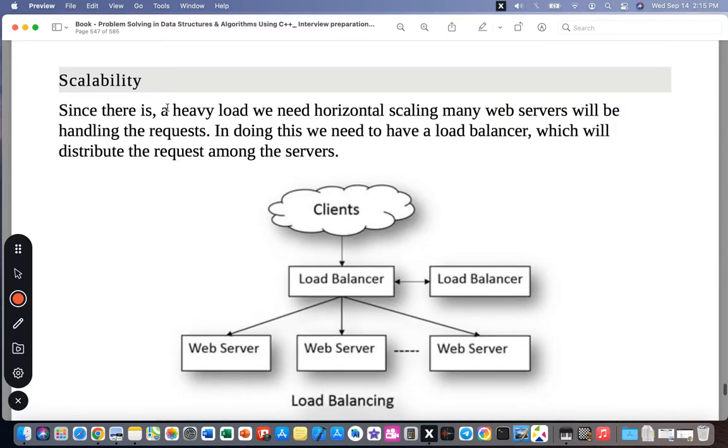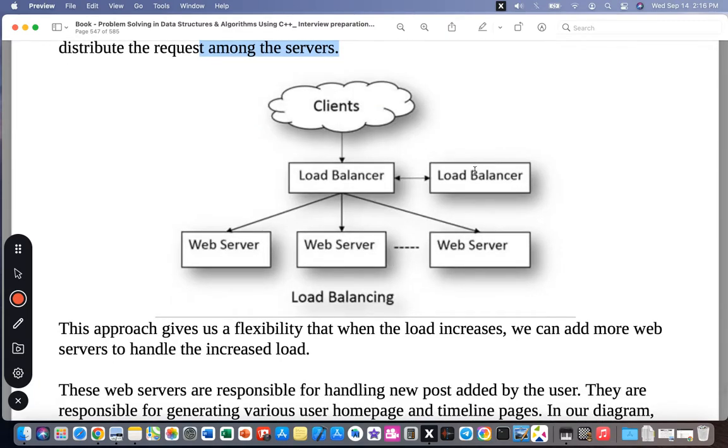Scalability: since there is a heavy load, we need horizontal scaling. Many servers will be handling the requests, not only vertical scaling, horizontal, all right? In doing this, we need a load balancer, which will distribute the requests among servers. So basically, we will add secondary load balancers to avoid a single point of failure.